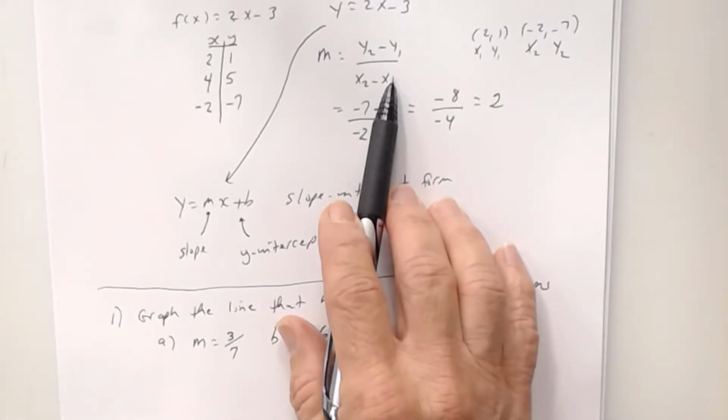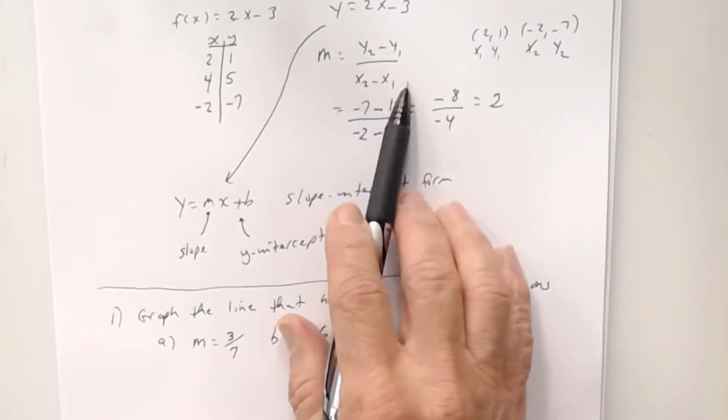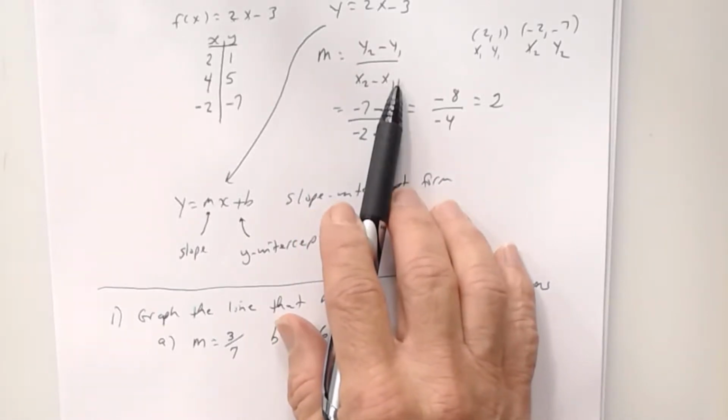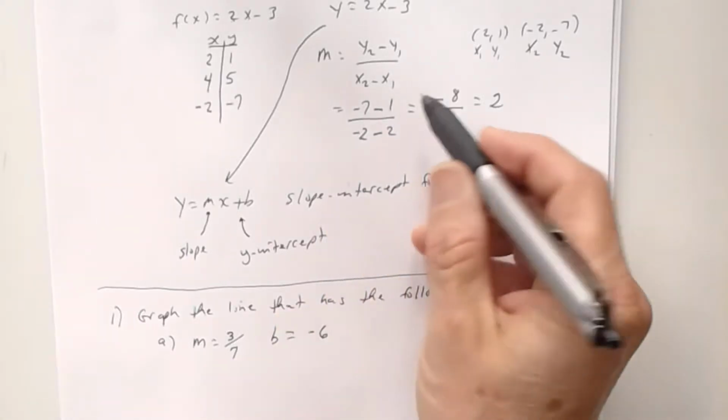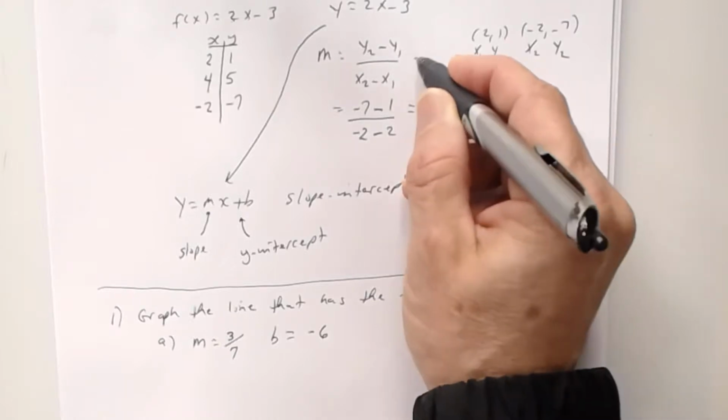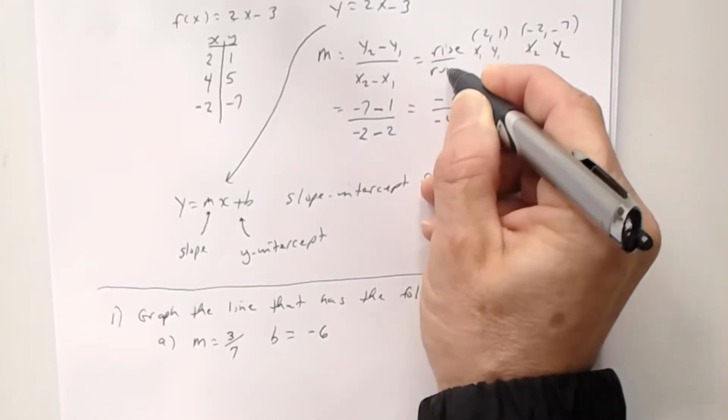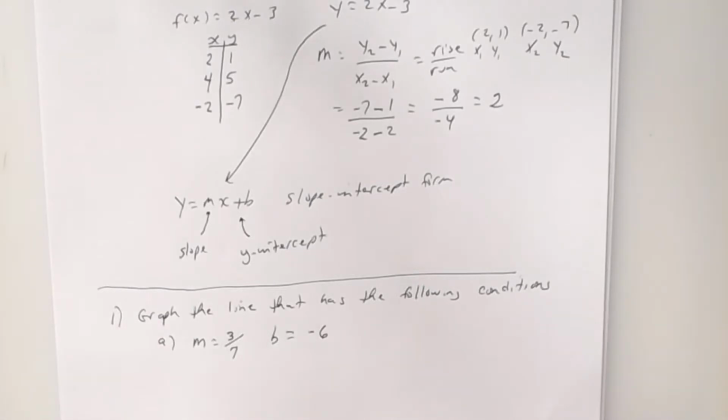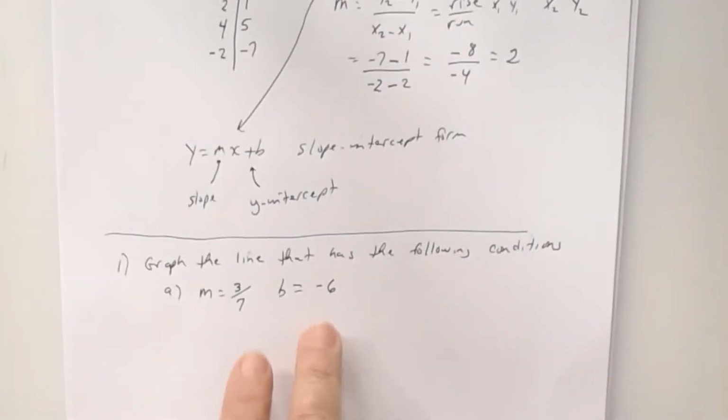So the idea of rise. Which axes deal with the x coordinates? The horizontal. Okay, so run. So another way to think of slope is rise over run. So when we do this number 1 right here, we're going to use the idea of rise over run to help us graph this. Remember, slope is the change in y coordinates divided by the change in x coordinates, which means rise over run.